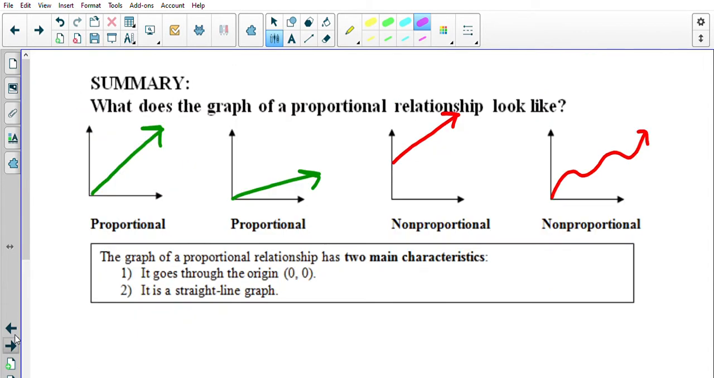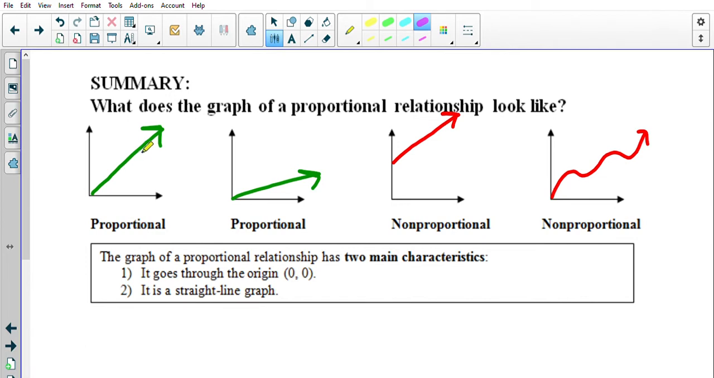All right, so here's a little bit of a summary we have in our graphs. What does the graph of a proportional relationship look like? And you have to draw these in. I kept these from last year so that I didn't have to try to redraw them using Smart Notebook here. But a proportional relationship is going to go through the origin 0, 0, and will be a straight line graph.